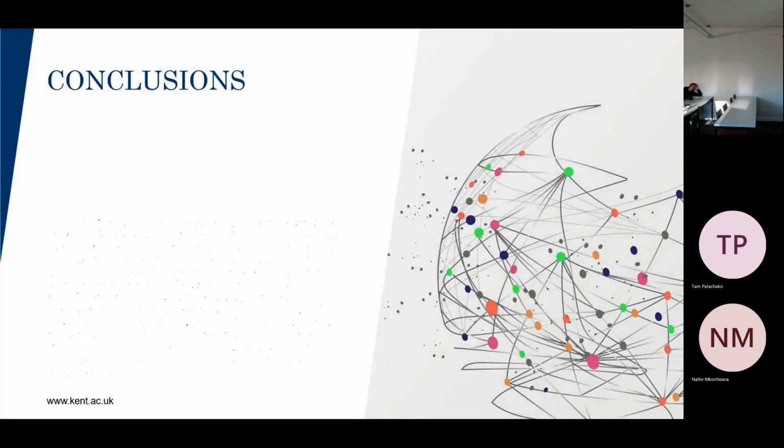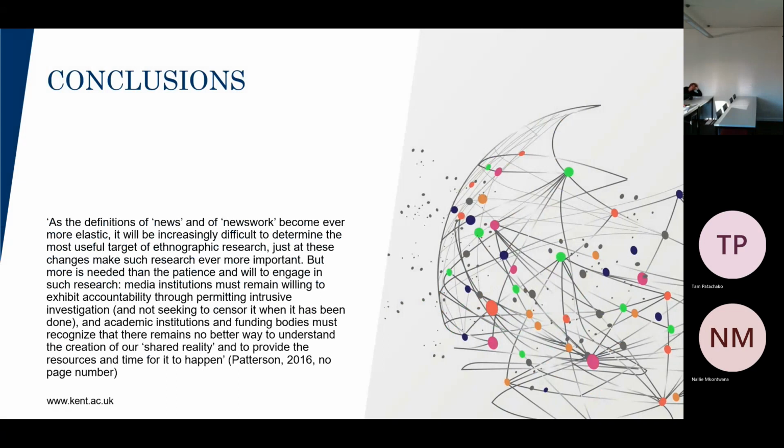Secondly, the second conclusion from this lecture, and the second take home that you should take, is that news and its definition varies from one environment to the other. And as the definition of news and news work become ever more elastic, meaning that it varies, it is expanding and continues to expand, it will be increasingly difficult to determine the most useful target of ethnographic research. Just as these changes make such research ever more important, more is needed than the patience and the will to engage in such research.